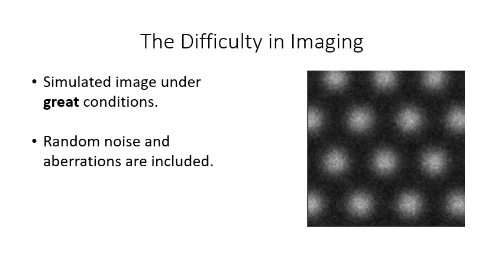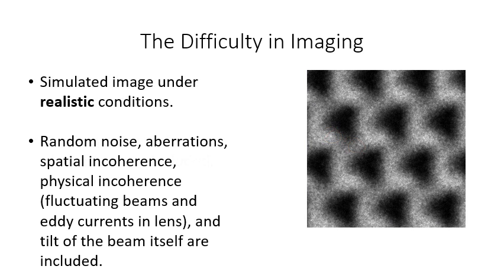Now we have a great experimental image at room temperature. You can kind of see the atoms here, but it's very difficult. Now we have a realistic image on a bad day. We have incoherence because the number of electrons being shot at the material isn't constant, and the lens isn't perfect. I have no idea where the atoms are.